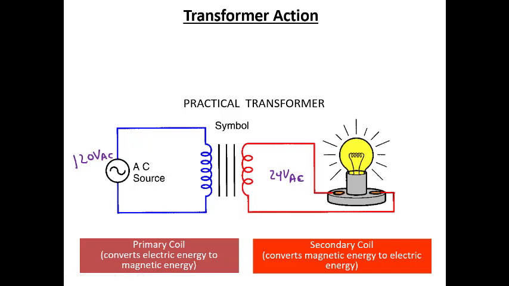So what goes into the transformer, we'd have voltage and current going into the transformer. Now if you remember, power equals voltage times current. So we have power going into the transformer, electrical power, and then coming out of the transformer, we would have current and voltage coming out of the transformer, which means that we would have power coming out of the transformer, and that power would be used by the light bulb.